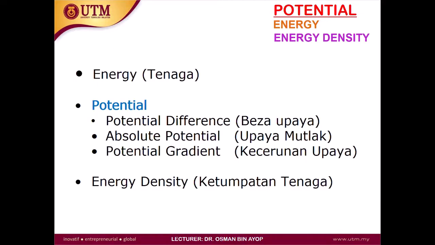For the potential, we have the first one, the potential difference, or in Malay we call it beza upaya. Second, we have absolute potential, or in Malay, upaya mutlak. The third one is potential gradient, which in Malay is kecerunan upaya. We will see these three potentials later on. And last part, we have energy density, which is ketumpatan tenaga in Malay.